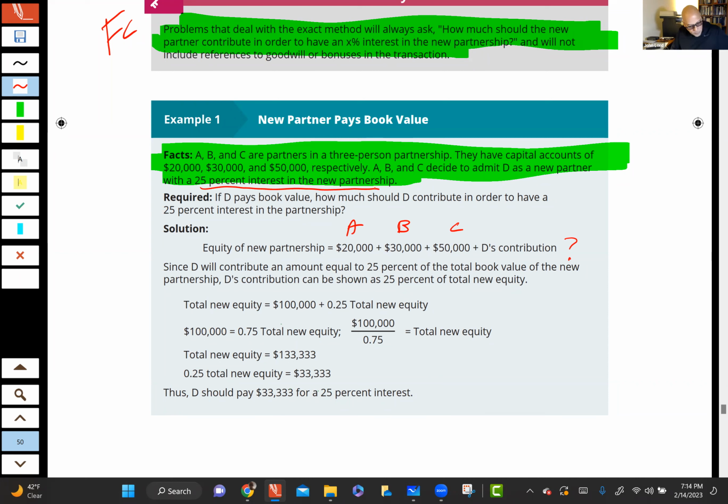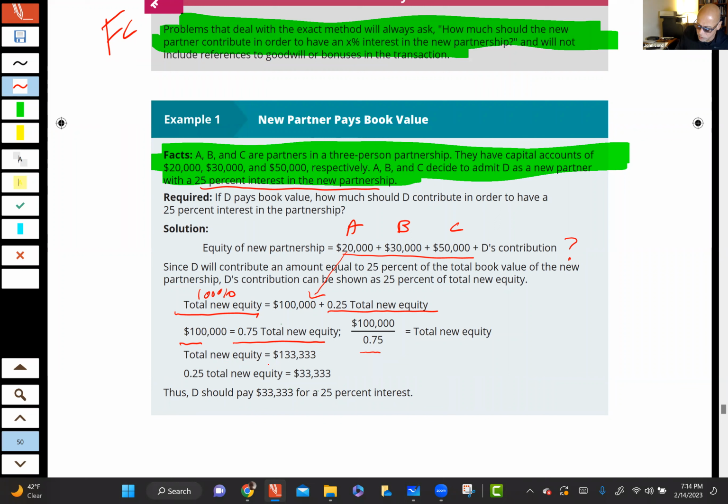So we go ahead and we set up the algebra here. So D, you add these three together, that's the 100,000. And then D is going to get 25% of whatever that new equity is. Okay, and that will give us the total new equity. Then they subtract 0.25, and this is the algebra part, from each side. And so that means 100,000 equals, if the total new equity is 100%, and you subtract 0.25, you're left with 0.75. You divide each side by 0.75.